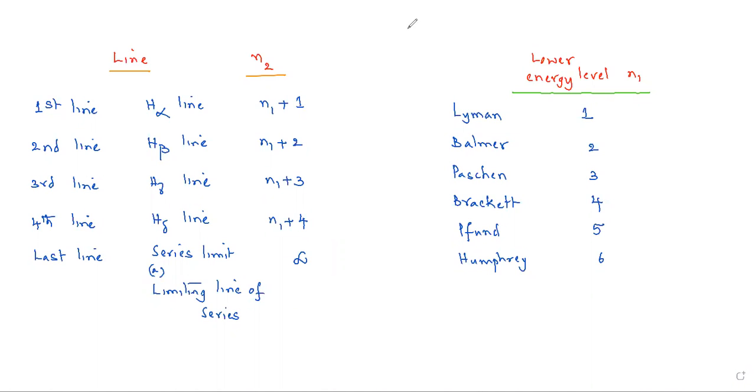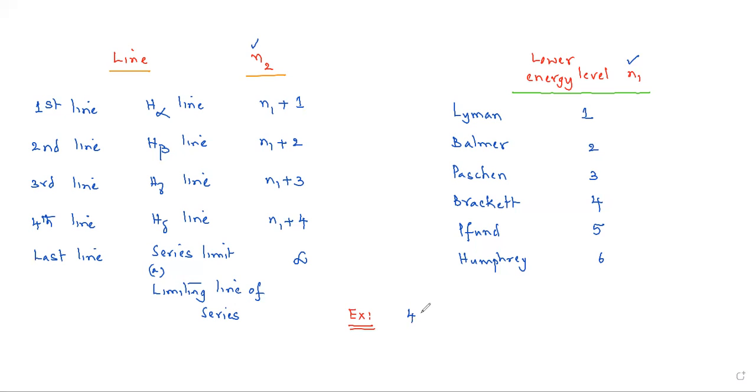Now let me just give you one or two examples here itself. Because only when you know the values of N1 and N2, you can calculate the wave number, wavelength, frequency, and energy of any spectral line. That is what we are discussing all this information for. Let me just take one or two examples here. Of course, we'll give you more.